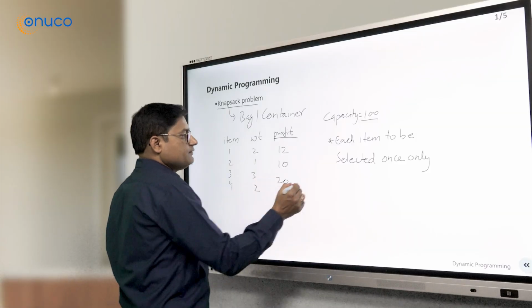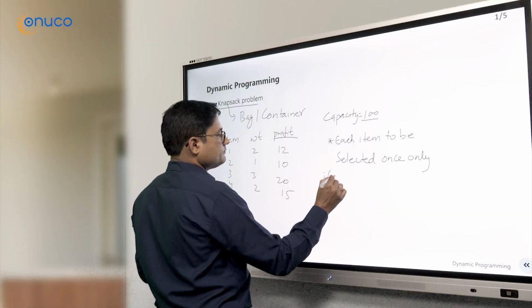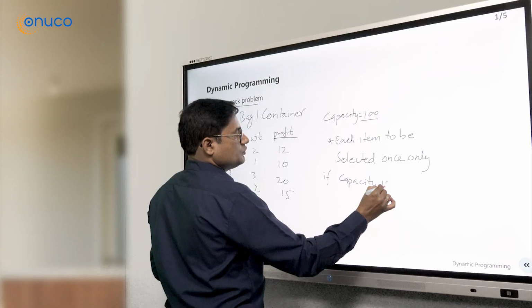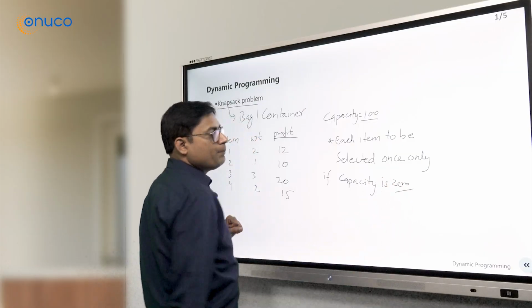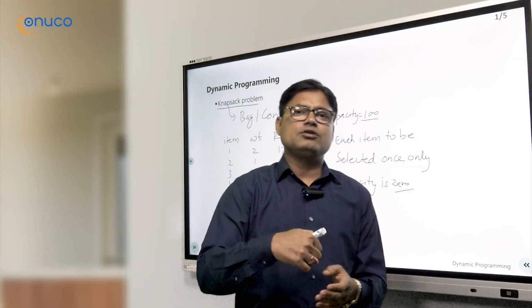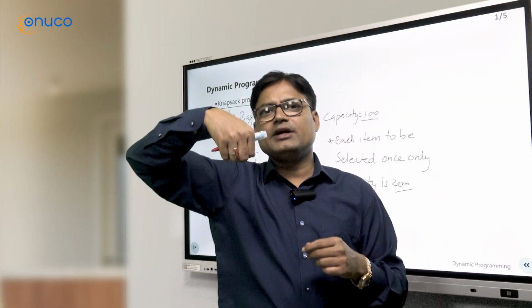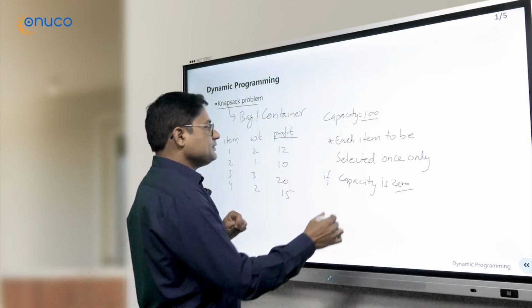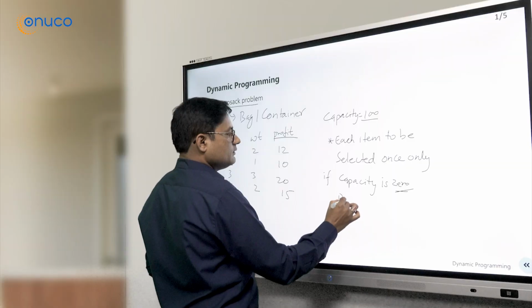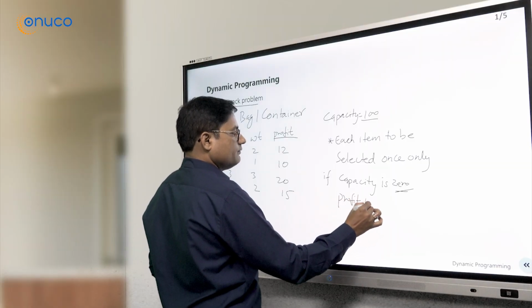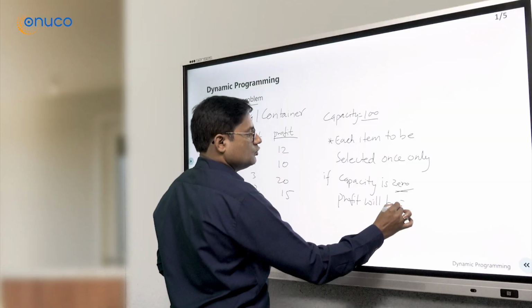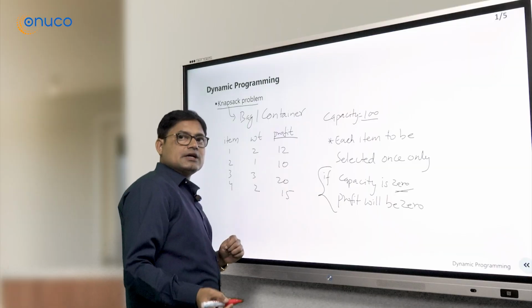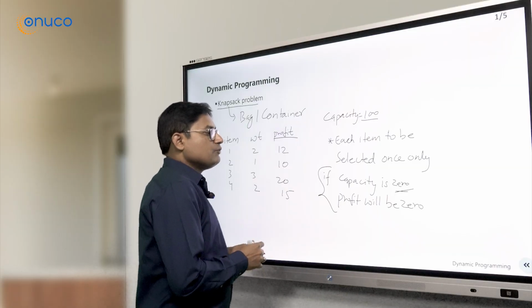Now think of the case where the capacity is 0, an open bag. We don't have anything to place items in. It is just a paper bag. Can you put any items? No. Hence, if the capacity of the bag is 0, then the profit will be 0. Profit must be 0.